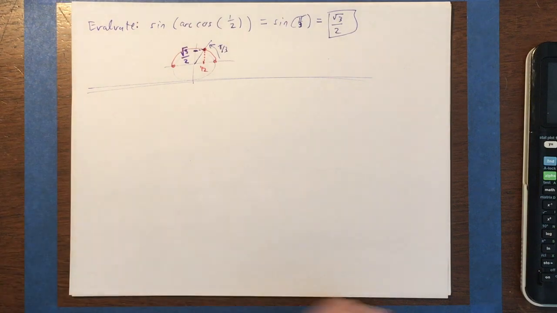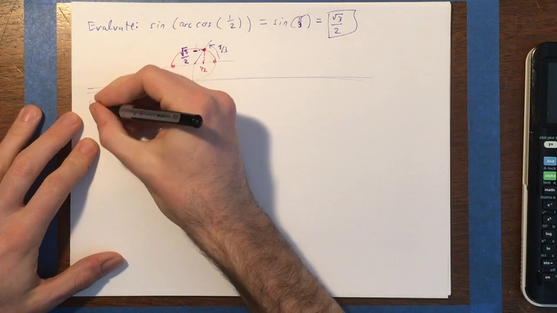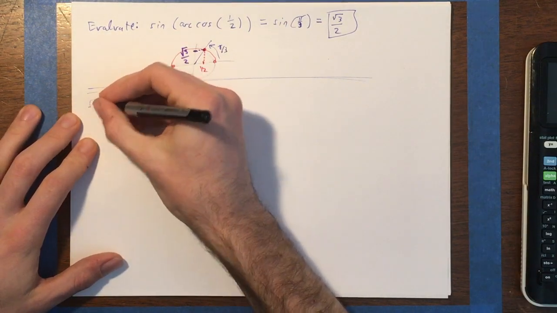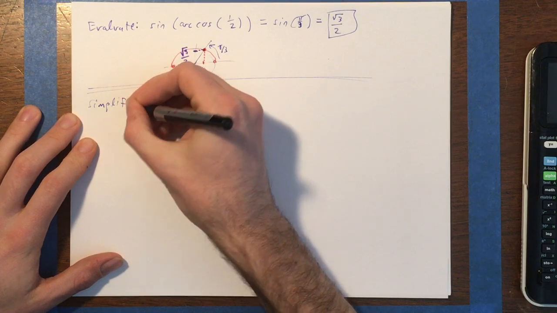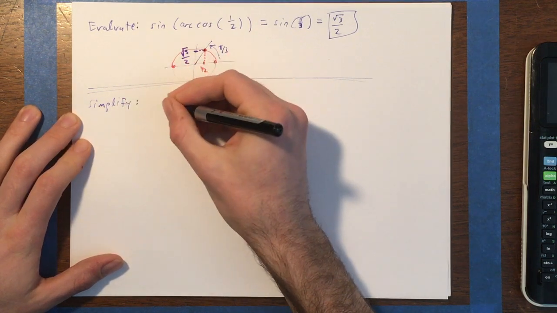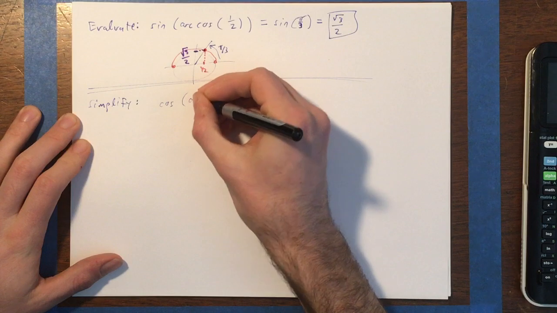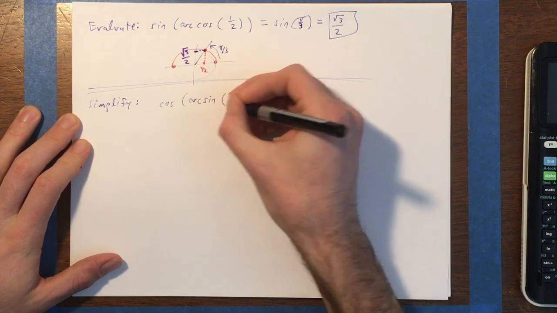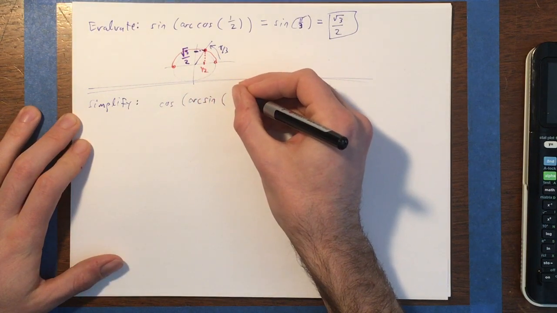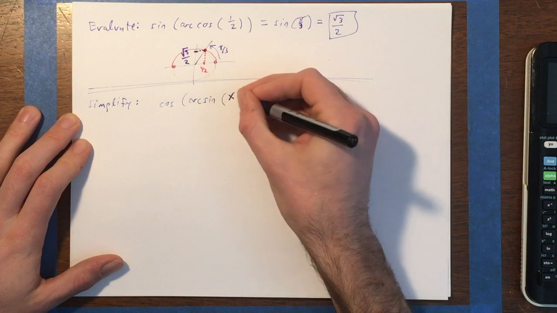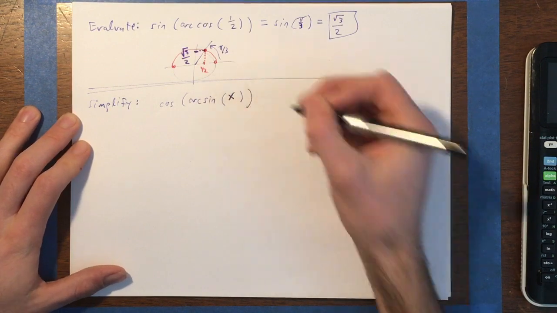Let's look at something more interesting. Let's say we want to simplify one of these compositions with a variable inside it. Let's say we want to simplify cosine of arc sine of x. Let's just do that. Cosine of arc sine of x.